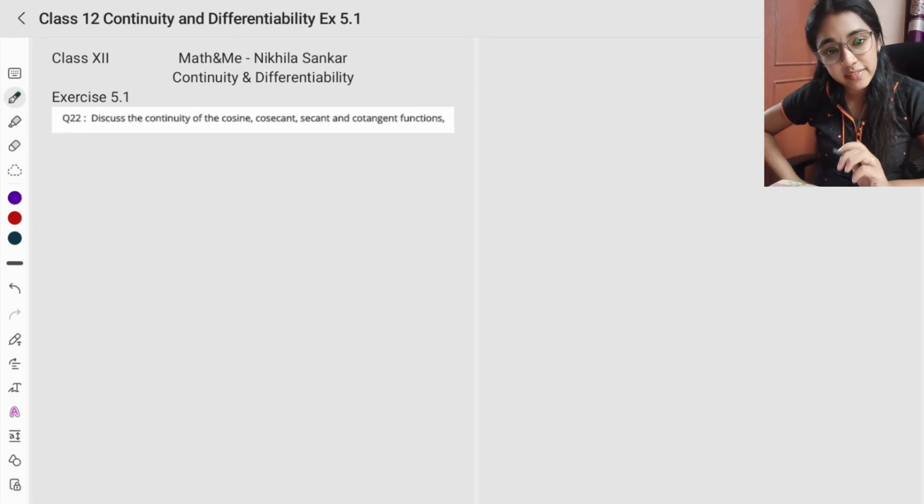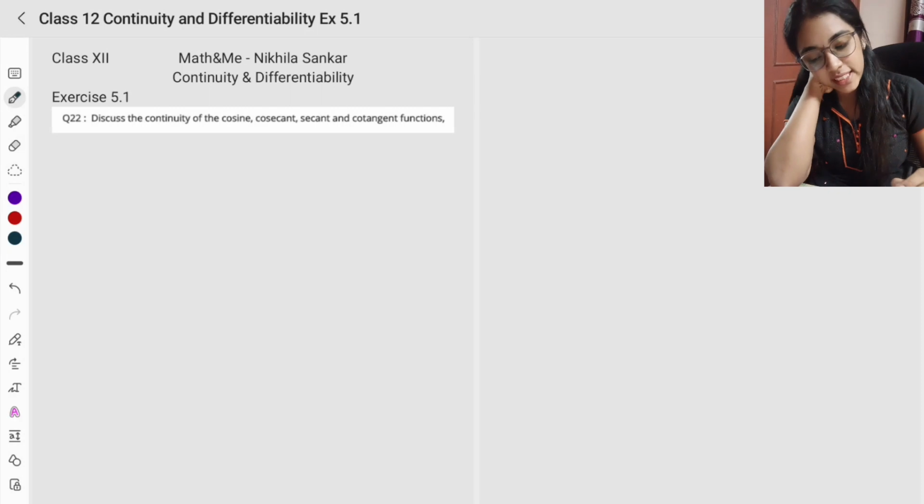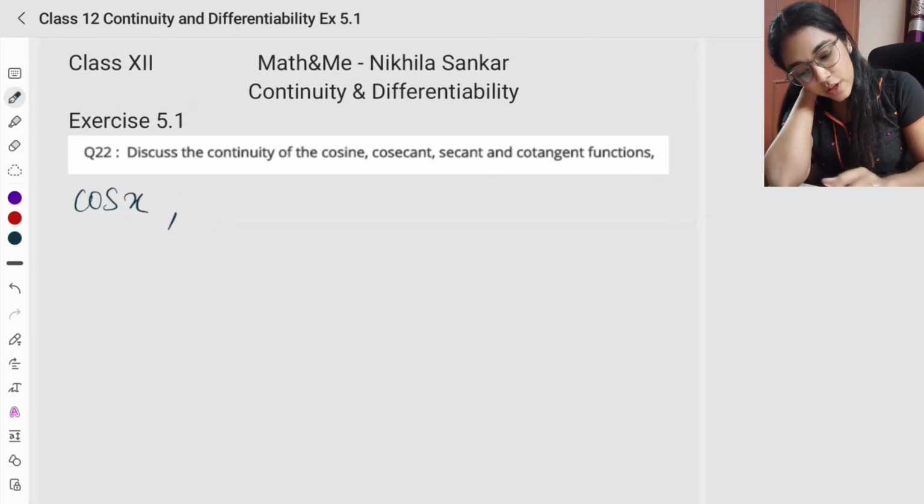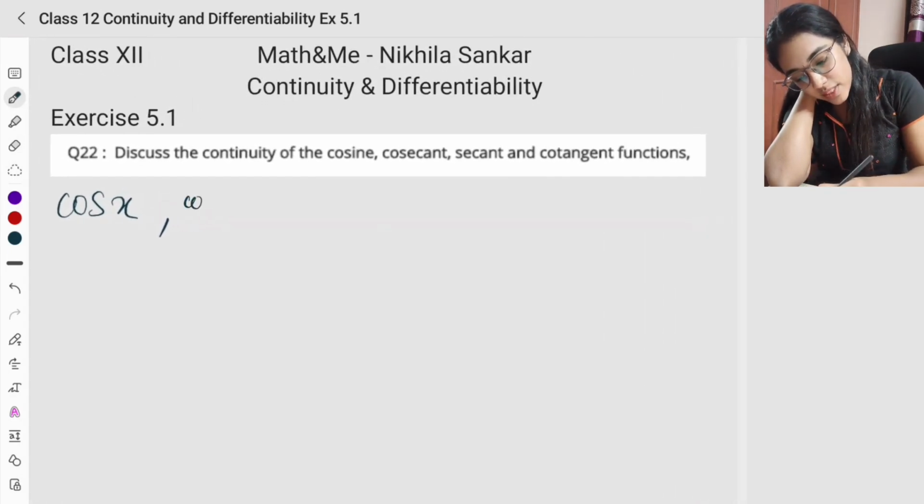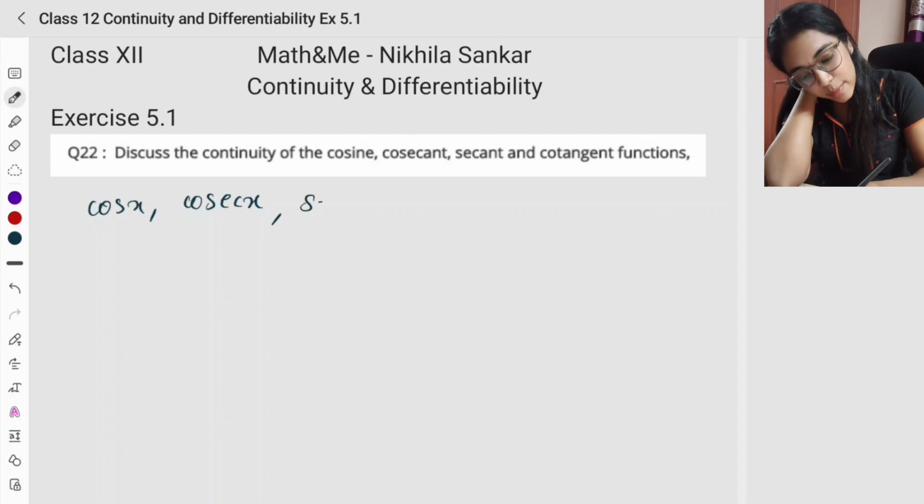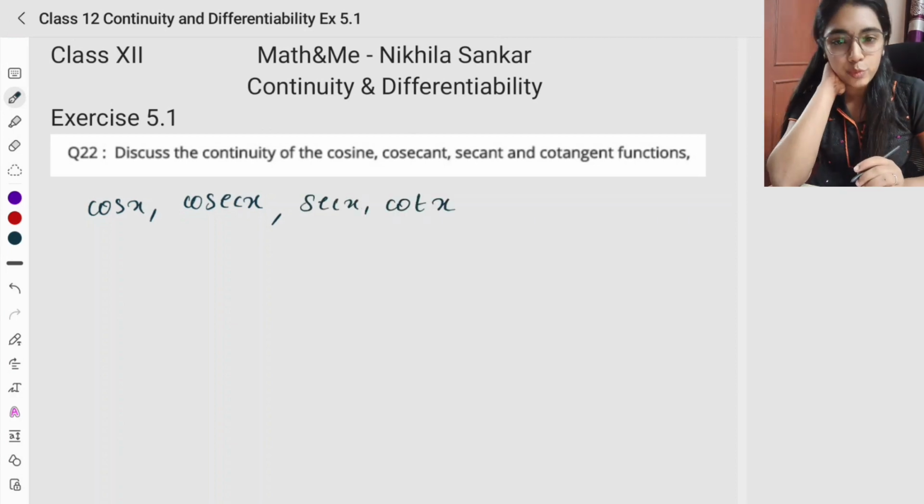Question number 22. It is a very straightforward question. What are they asking here? Discuss the continuity of the cosine function, then the continuity of cosecant. So I have cos x, cosecant of x, then secant, secant of x, and I need cot of x. I have to prove that all these functions are continuous.